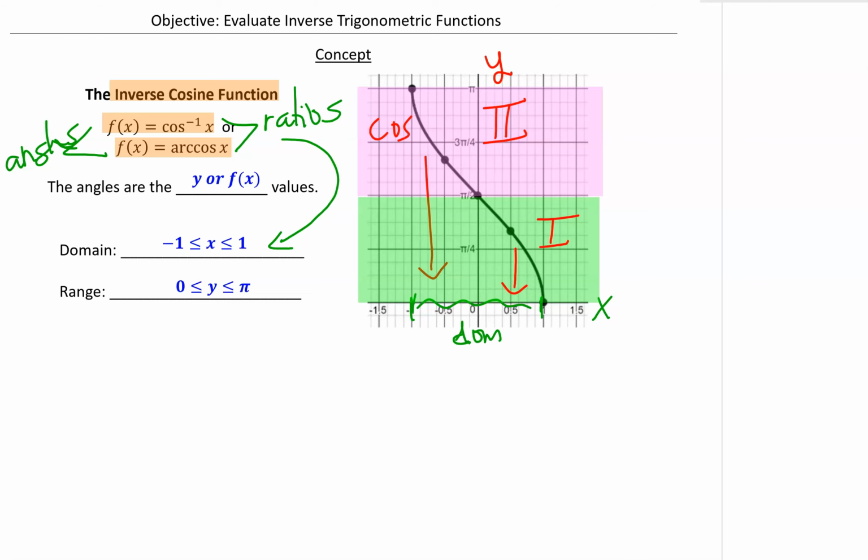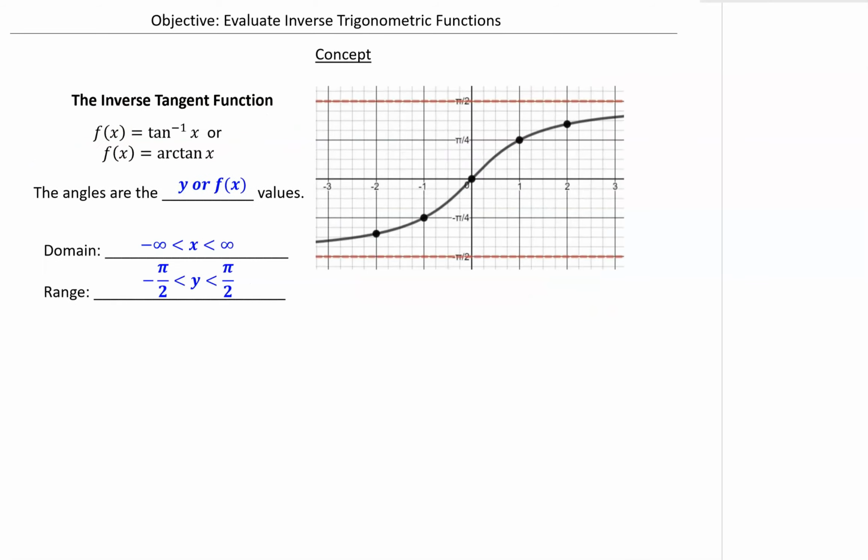That's our tangent function. Here's our inverse tangent. Again, we have the two notations with our superscript of -1 or arc prefix. So remember that, again, y will be our angles now because domain and range have switched for our inverse function, and x is our tangent ratios.